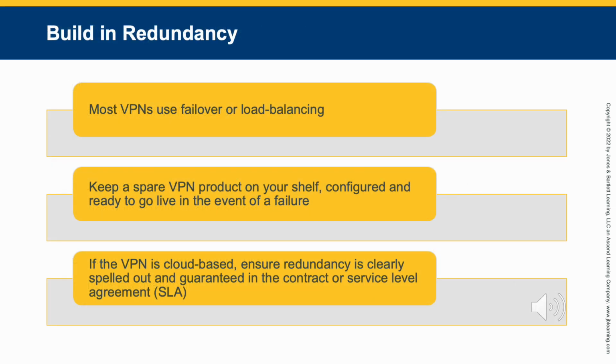Build in redundancy. Most VPNs use failover or load balancing. Keep a spare VPN product on the shelf, configured and ready to go live in the event of a failure. If the VPN is cloud-based, ensure redundancy is clearly spelled out and guaranteed in the contract or the SLA.